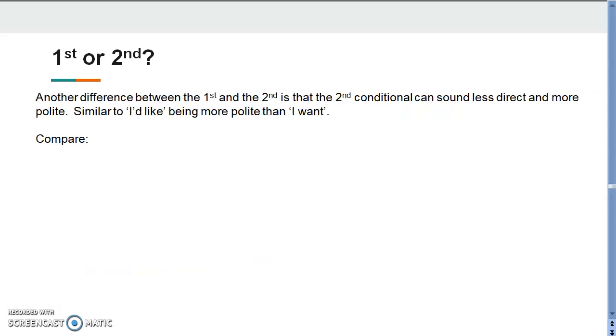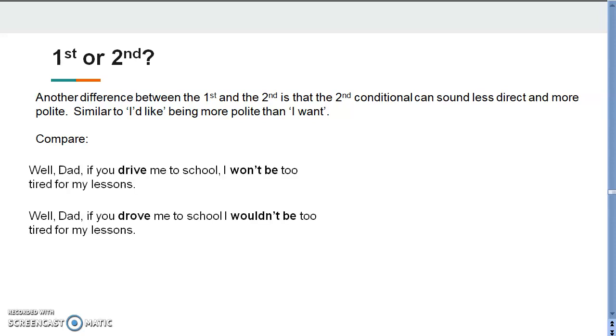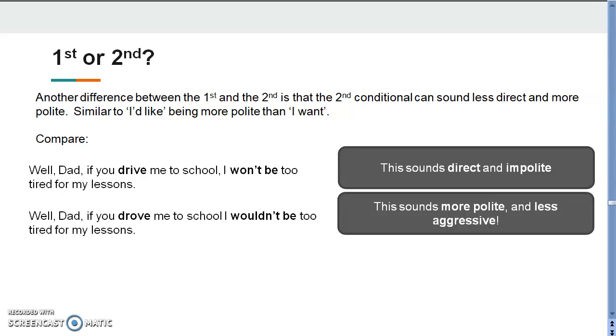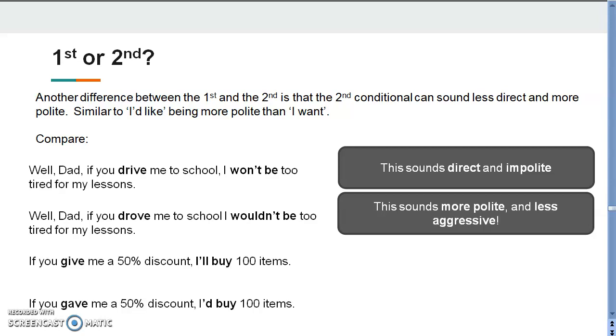Another difference between the first and the second conditional is that the second conditional can sound less direct. It sounds more polite, in the same way that I would like sounds more polite than I want. Compare these sentences. Well, Dad, if you drive me to school, I won't be too tired for my lessons. That sounds direct, a little bit impolite and disrespectful to the father. Well, Dad, if you drove me to school, I wouldn't be too tired for my lessons. More polite, less aggressive.